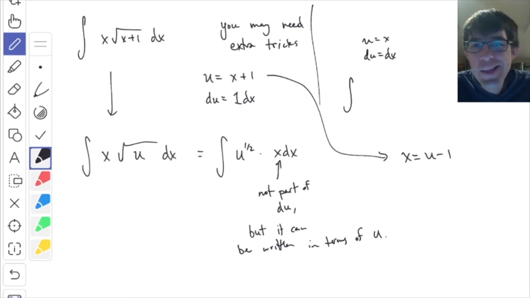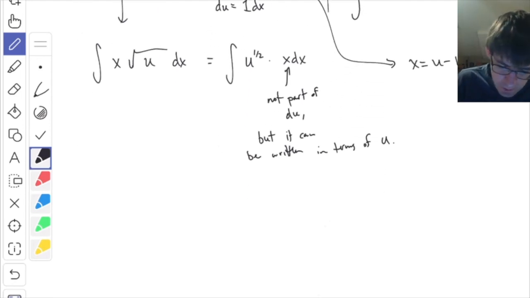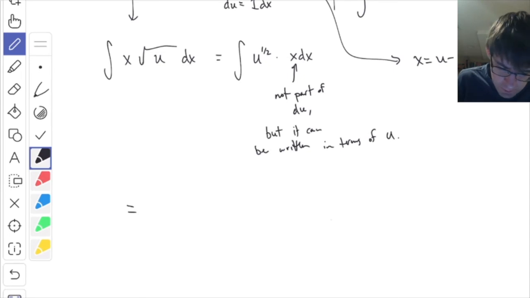If you have extra x's hanging out, which you can't realize as part of the du, sometimes you can realize them as actually part of the u, not part of the du. So this x here, I am going to replace with u minus 1. So this becomes integral u to the 1/2 u minus 1 dx.